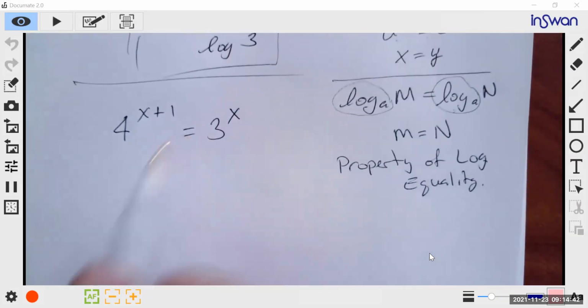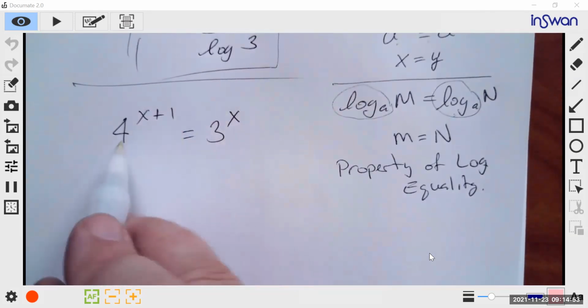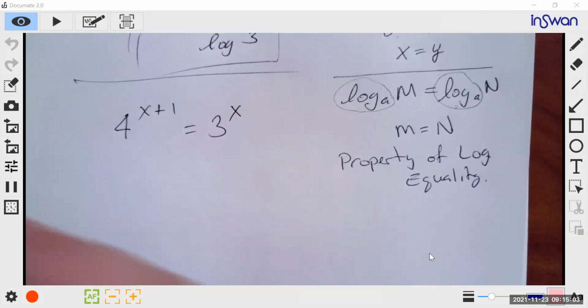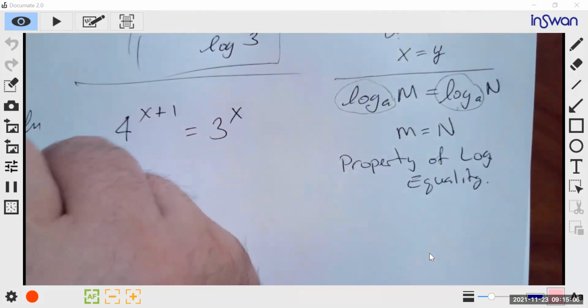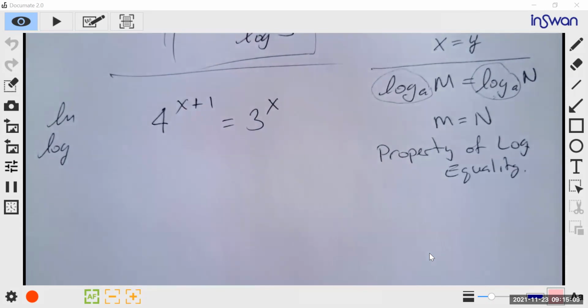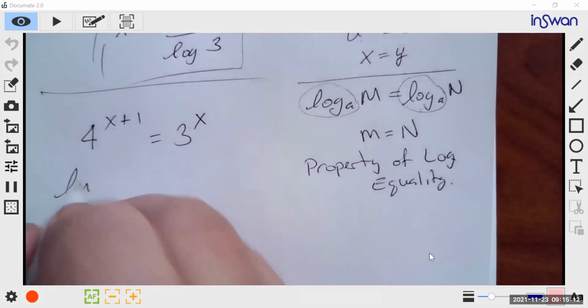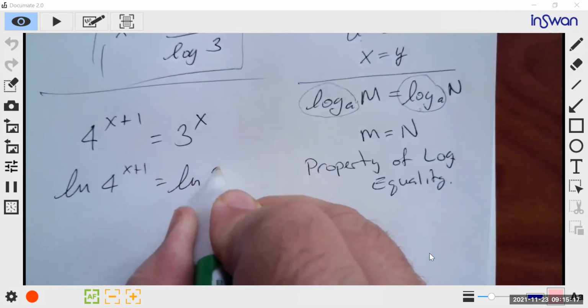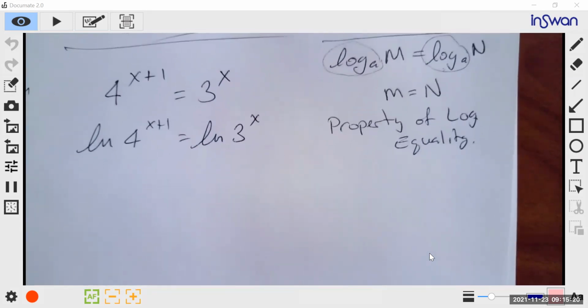How about if we had something like this? They both have x's. So since they both have x's as exponents, I can't use log base 3 or log base 4. It would only work on one side. So I pick a neutral one. Let's say either pick ln, either natural or common logs. So we'll take the ln of both sides.